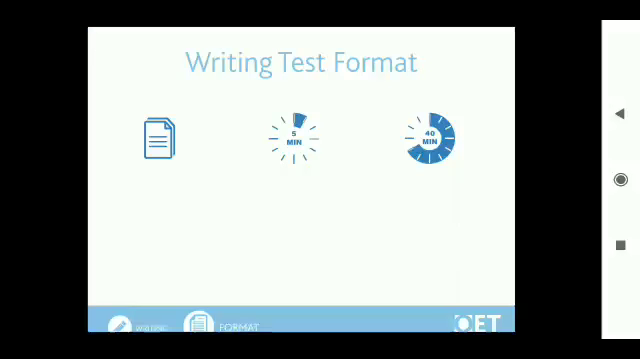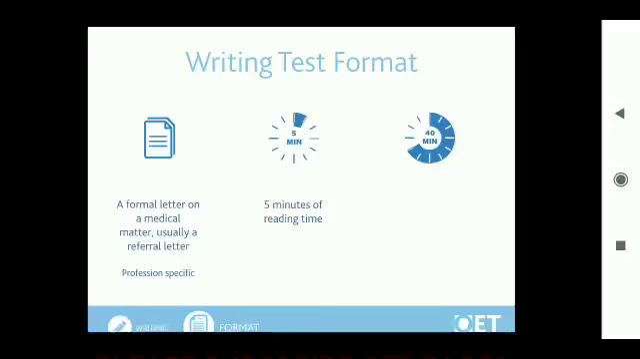The writing test is profession specific. This means you complete a test which is appropriate for your profession. Regardless of your profession, the format of the writing test is the same. It is the 3rd test on test day. The task is to write a formal letter on a medical matter. Usually it will be a letter of referral, although the reason for referral can vary. You are given 5 minutes reading time to read and understand the case notes which explain the patient and their condition. You then have 40 minutes to write your response.